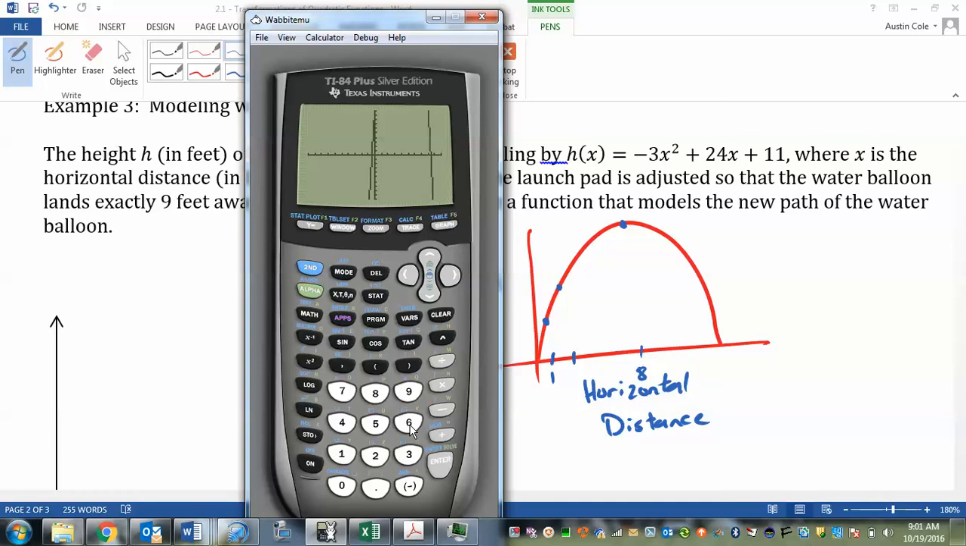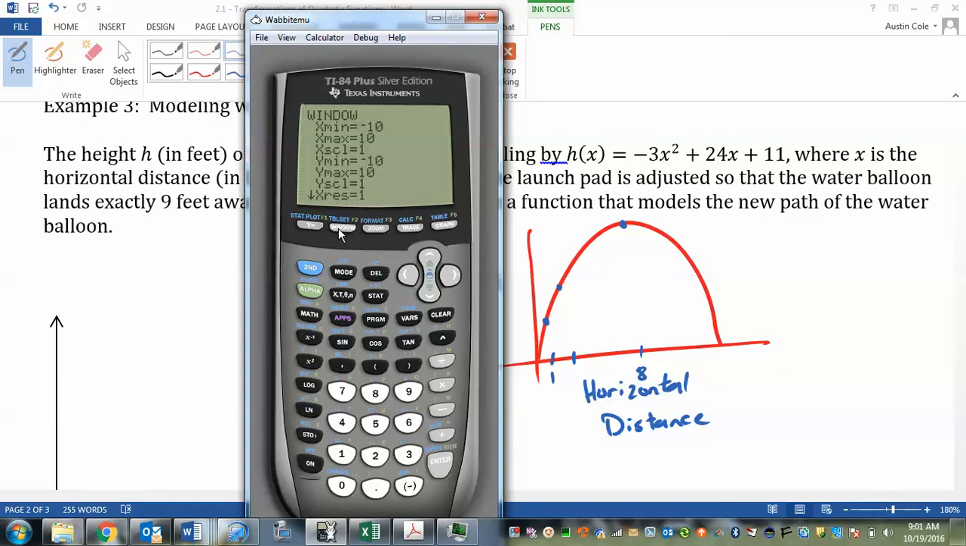So if I think about my x values, what do x values represent again? The horizontal distance. Am I worried about the negative horizontal distance? Not really. No, we're not going to shoot the water balloon backwards. So I don't need to worry about the left part of the graph. Am I worried about where the balloon's going to travel after it goes through the ground? No. So I don't need to look where the graph is below the x-axis. Okay? So here's what we're going to do. We're going to hit window.